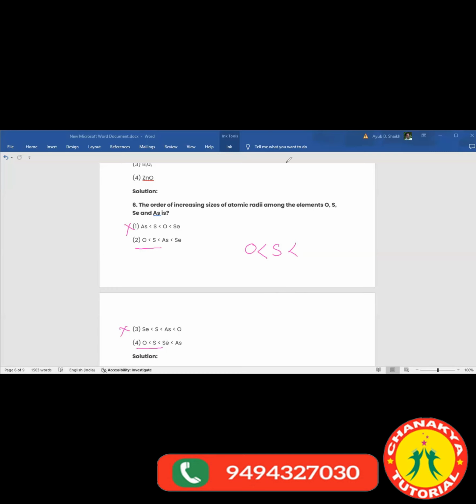MCQs are easier. Okay. Fine. Good. What will it be? Arsenic would be here, and then selenium. Check the atomic number once, you'll get the idea. Keep the periodic table in front of you. So your option second is correct, and this would be wrong. But this one also would be wrong.